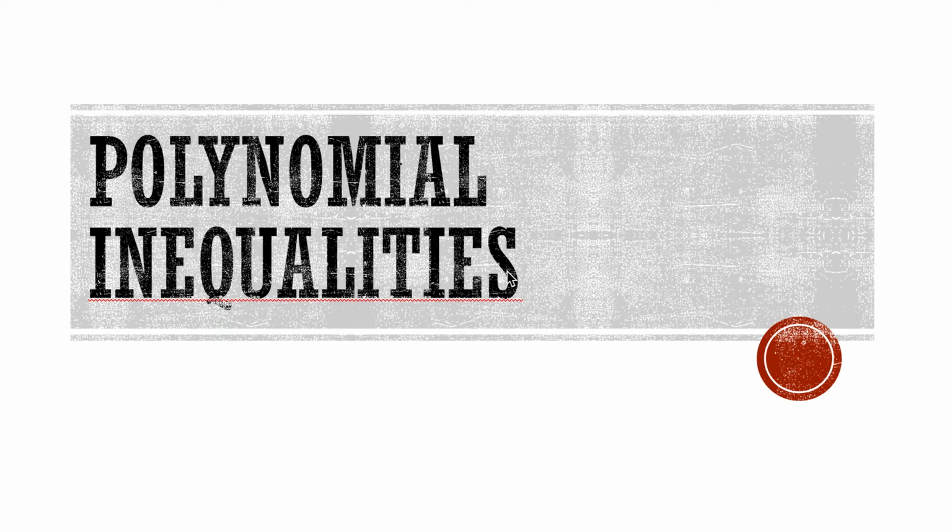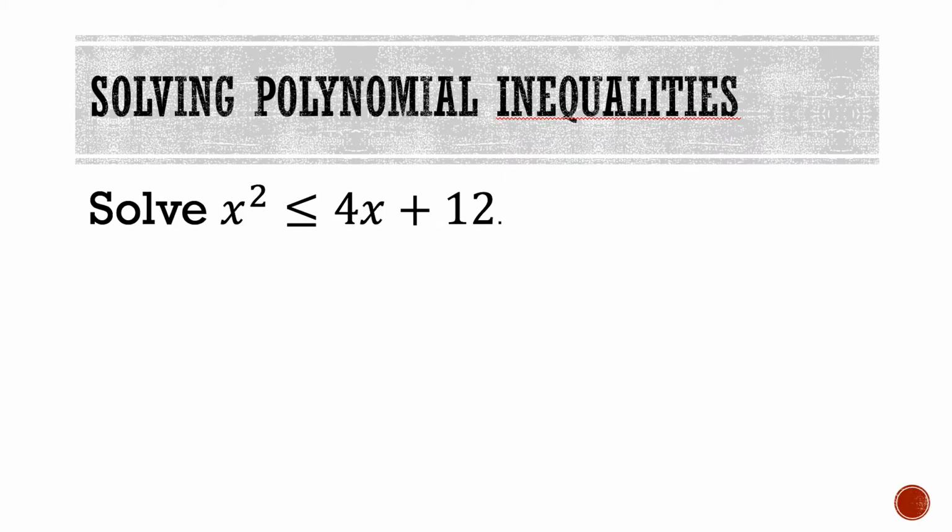So we now want to look at polynomial inequalities. We're going to begin with a quadratic inequality: x squared is less than or equal to 4x plus 12. We want to determine where on our number line this is a true statement.